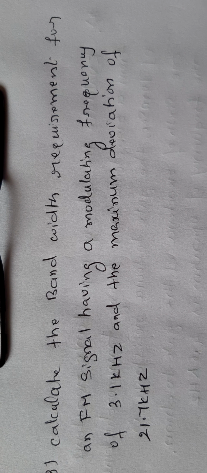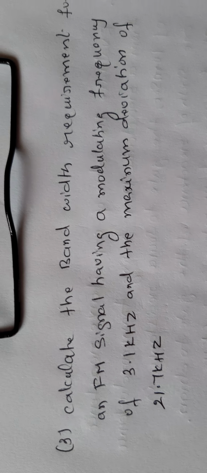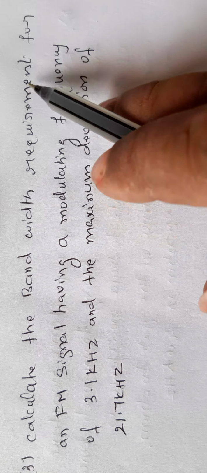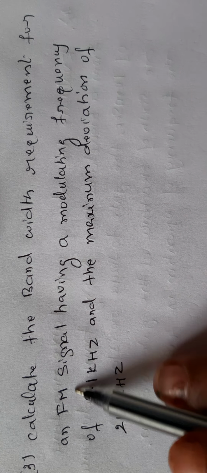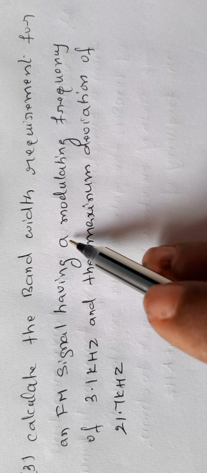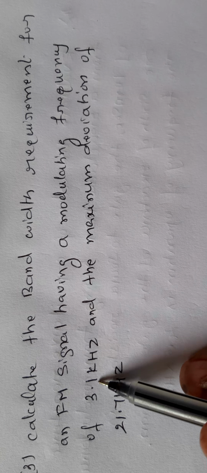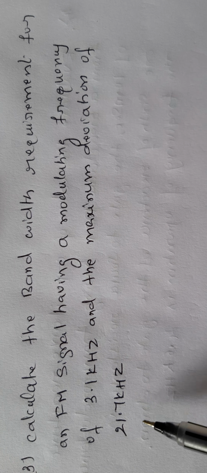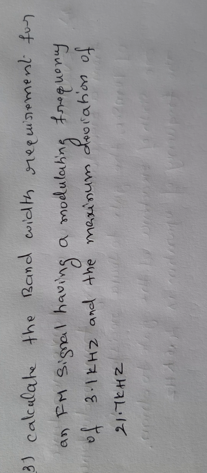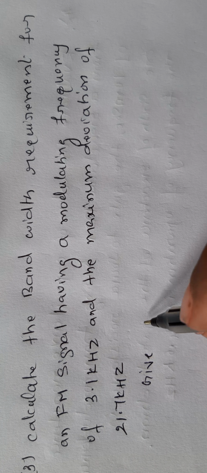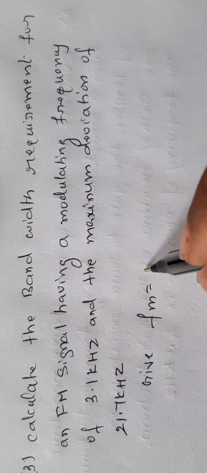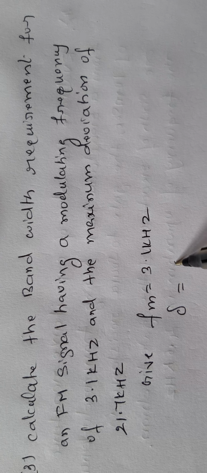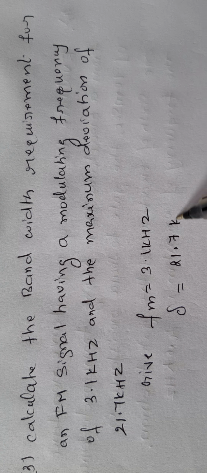Okay, now we shall go to the next problem, the third problem. In this third problem, it is given: calculate the bandwidth requirement for the frequency modulation signal having a modulating frequency of 3.1 kilohertz and a maximum carrier deviation of 21.7 kilohertz. Data given: modulating frequency FM is equal to 3.1 kilohertz and the carrier deviation delta is equal to 21.7 kilohertz.